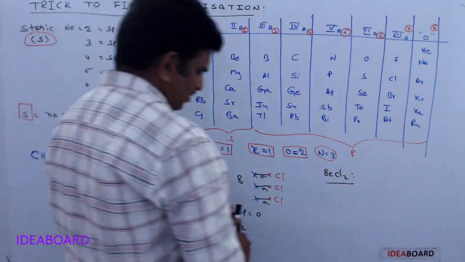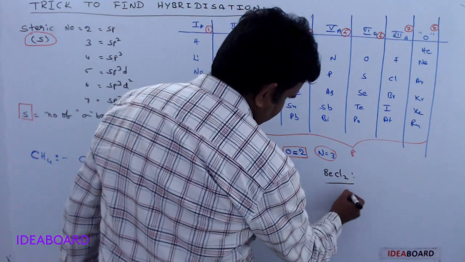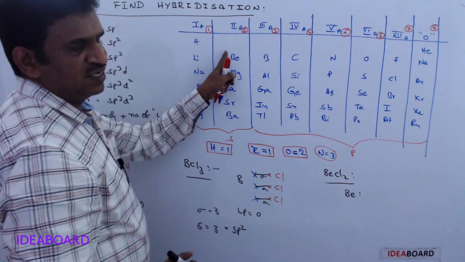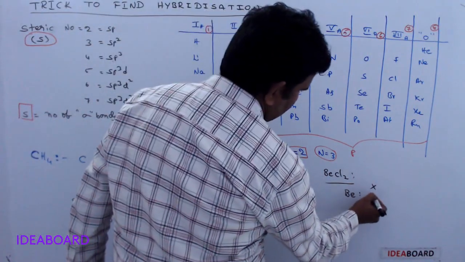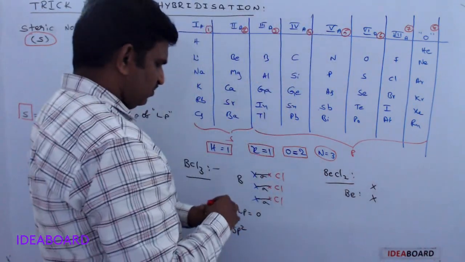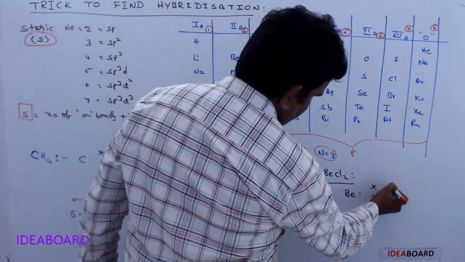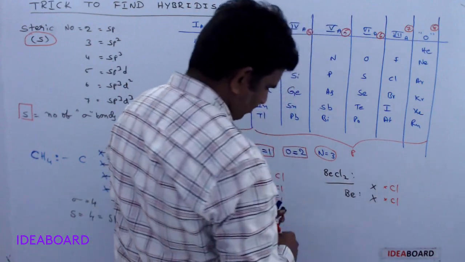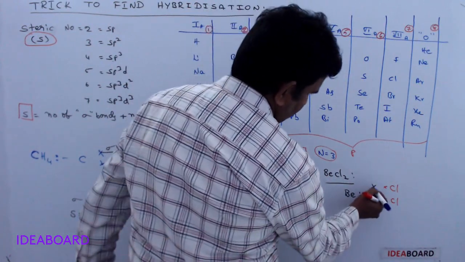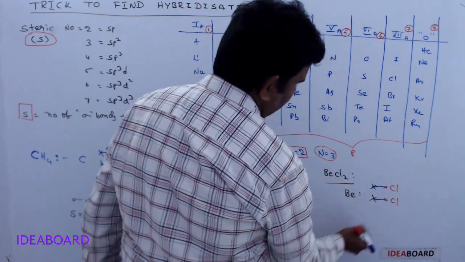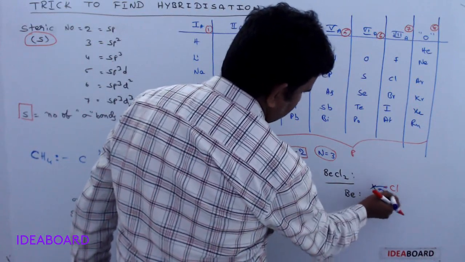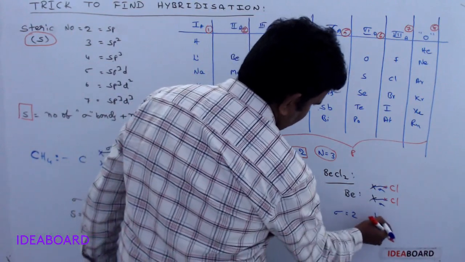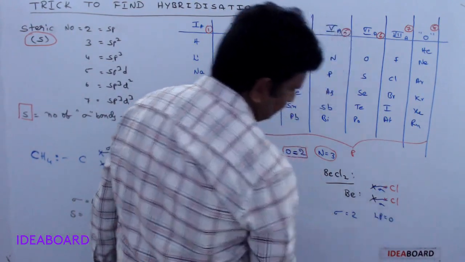In the BeCl2 molecule, the central atom is beryllium. Beryllium belongs to which group? Group 2, so how many valence electrons does it have? 2 electrons. How many chlorine atoms do we have? 2. Each chlorine gives 1 electron, so how many bonds are they forming? One bond and here another bond. So this is one sigma bond, this is another sigma bond. The total number of sigma bonds is 2 and the lone pair number is 0.